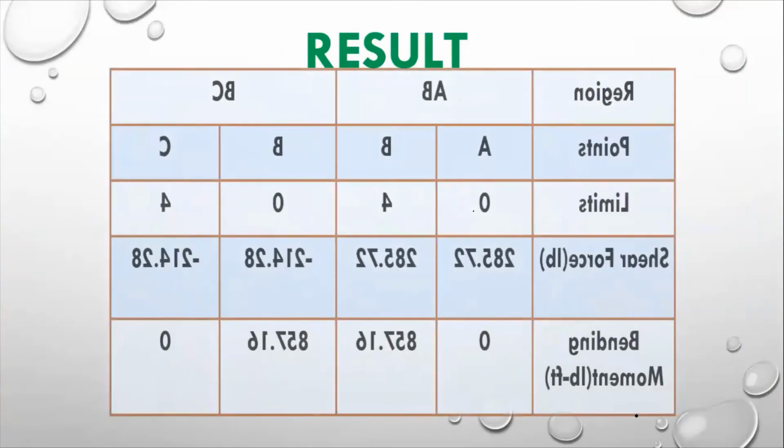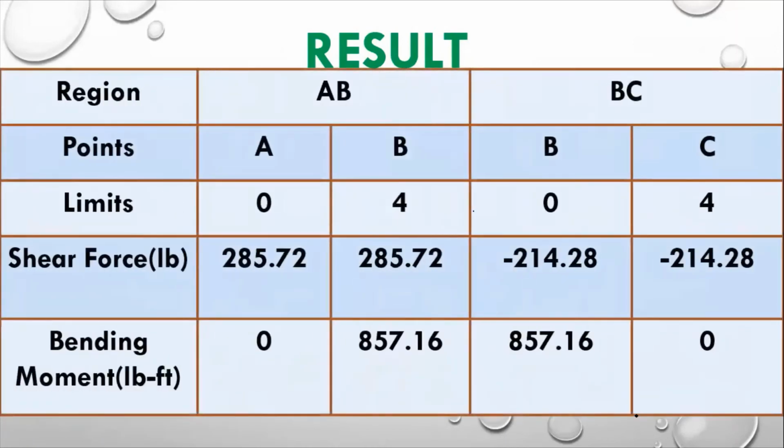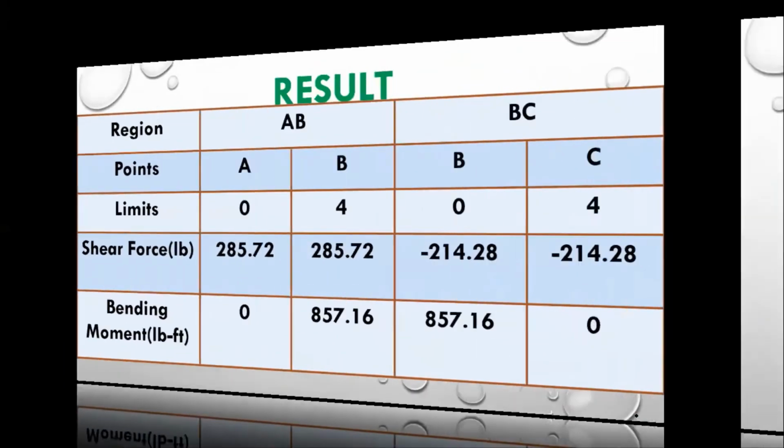So what we have to do, we have to make a tabulation here. I put all the values in the table here. You can see for region AB, whatever values we got for shear force and bending moment, I put it down. And then for BC, I put all the values of shear force and bending moment at initial or final limits. So now what I have to do, I have to construct the shear force and bending moment diagrams.